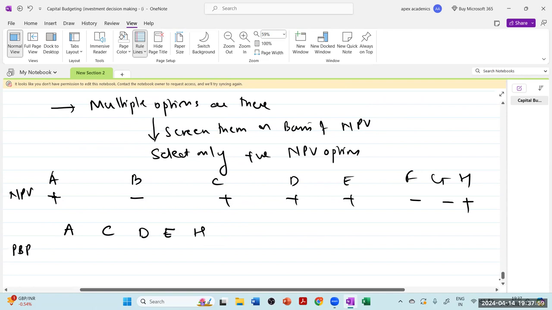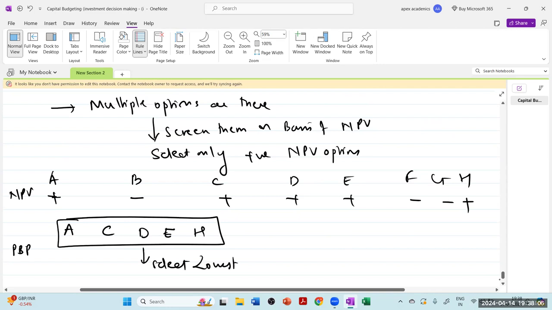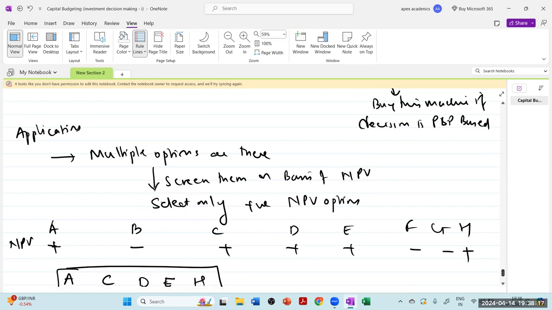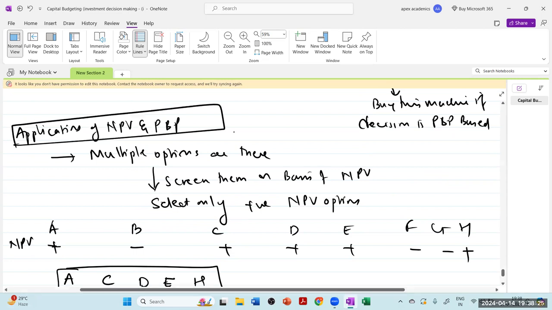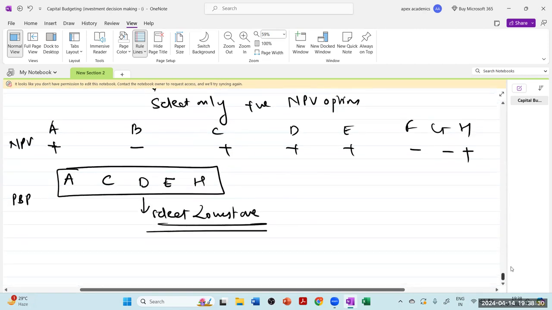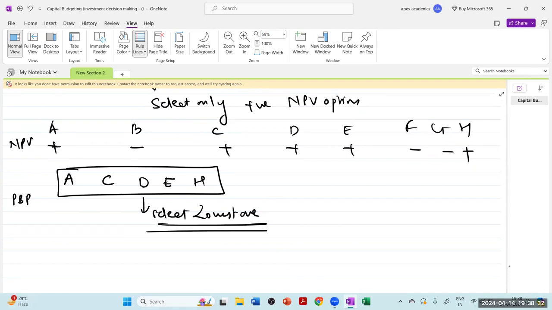Now do the payback period. Now in the payback period, out of this, what will you select? Select the lowest one. This will never be asked to you in the exam, how will you apply two methods? But I am teaching you how you should be thinking like a CMA and a CA. So I am teaching you applications of NPV and PBP simultaneously. This is a concept. So first of all, use NPV to get the positive ones. Then out of this, select the lowest one, if you want to use NPV and PBP.